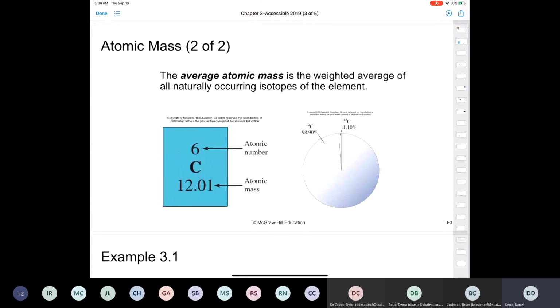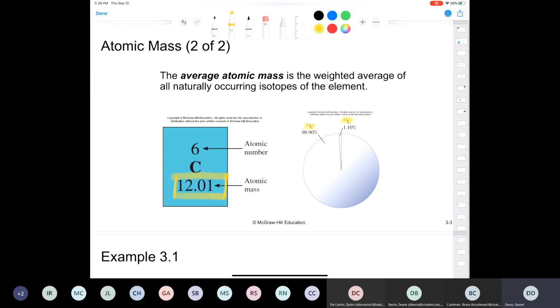Okay, so the average atomic mass is the weighted average of naturally occurring isotopes of an element. So if you look at the periodic table, for example, you'll see that for carbon, I just told you that carbon-12 weighs 12 atomic mass units, but carbon-12 is not the only isotope of carbon. There's carbon-12, and there's also carbon-13. So there's 2 different isotopes. Now, where does this mass come from then? Where does this 12.01 come from?